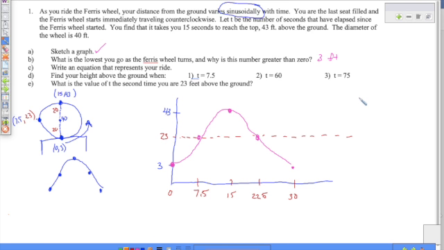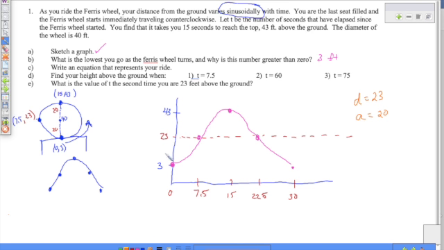I know my midline is 23. My amplitude, and I can see, so from 23, I go up to 43, or I go down to 3. So my amplitude is 20. So I'll give you guys a hint. When you guys are doing a Ferris wheel problem, your amplitude is always your radius. So if the radius is 20, that's your amplitude, because that's what you're traveling up by from the middle to the top, or from the bottom to the middle. You're traveling the radius, or the distance, that's your radius.